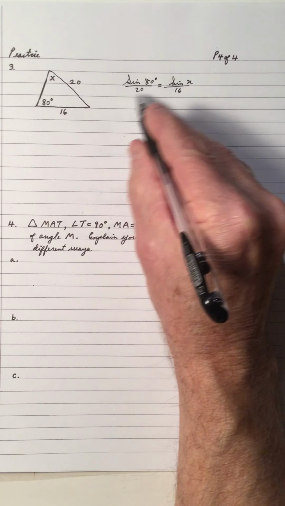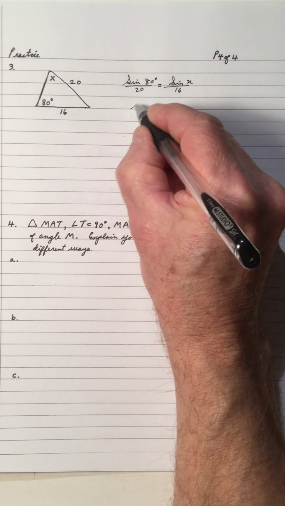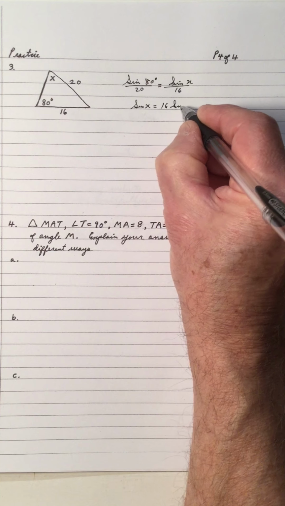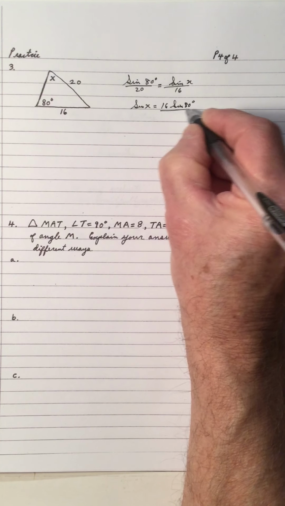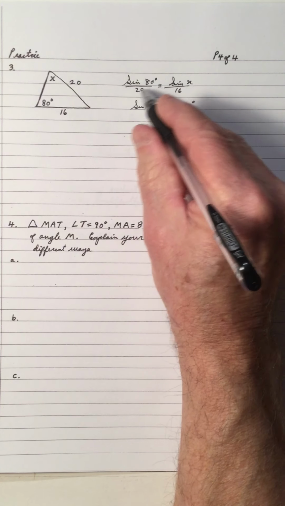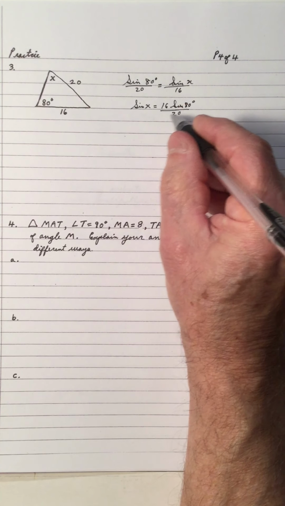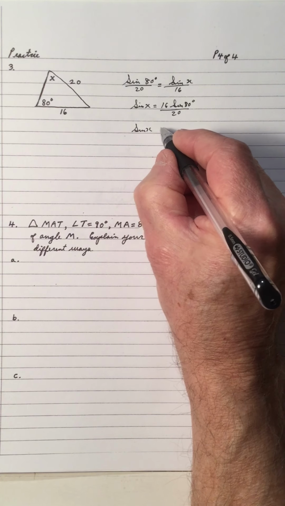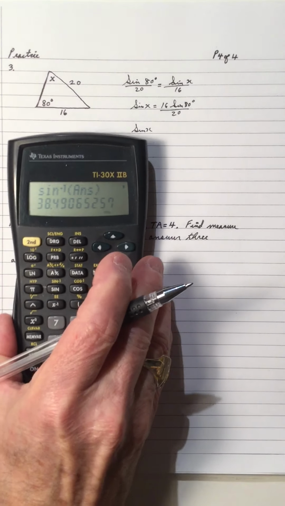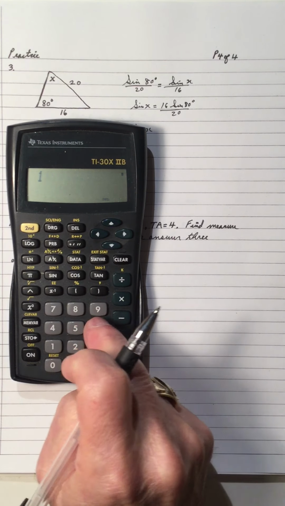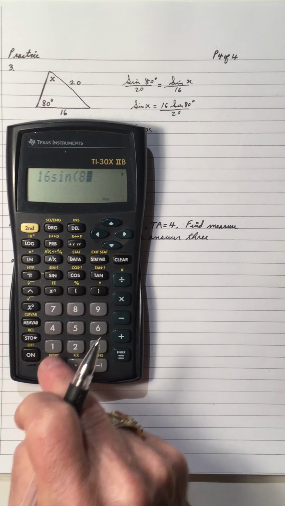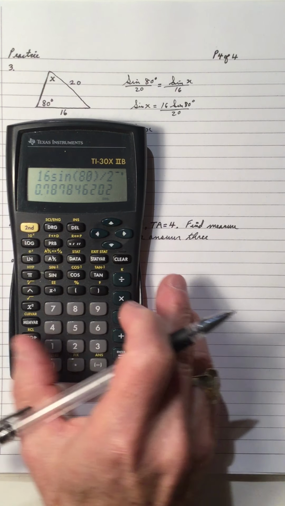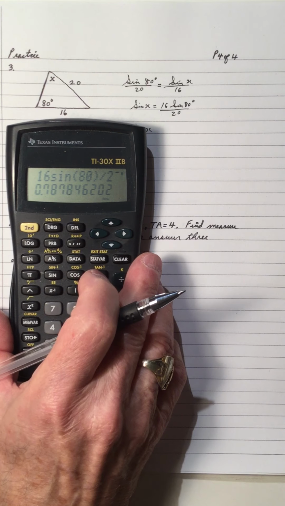Now let's quickly cross multiply here. X is here, so the sine of x is equal to 16 sine 80 degrees divided by 20. Now you can cross multiply and divide and all that, but that's the quick way to do it. So the sine of x is equal to, when you use your calculator, 16 sine 80 division 20, and it gives us 0.7878.